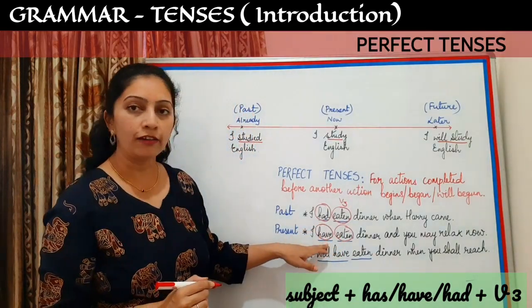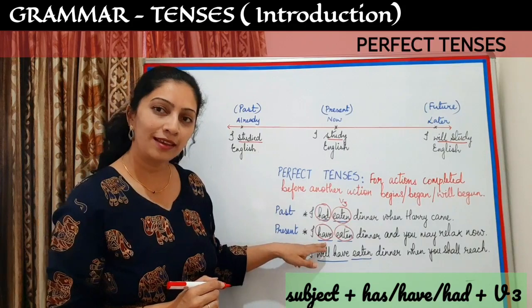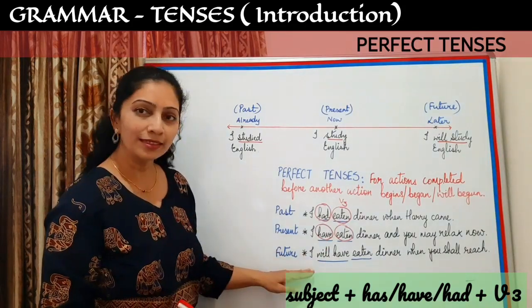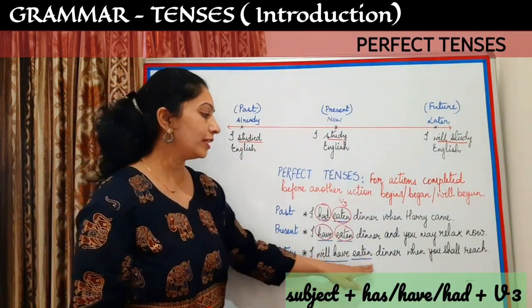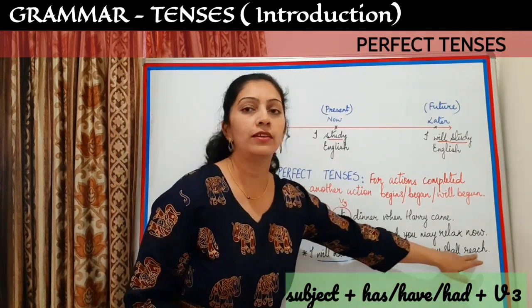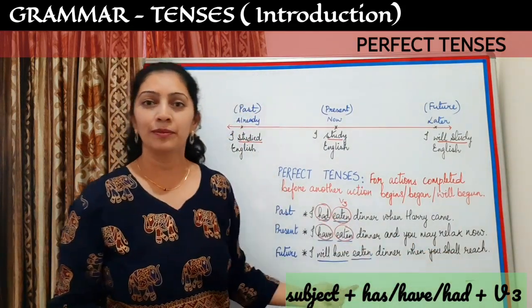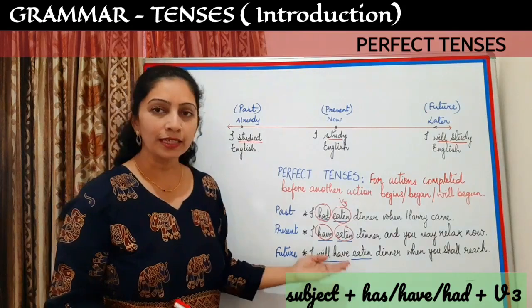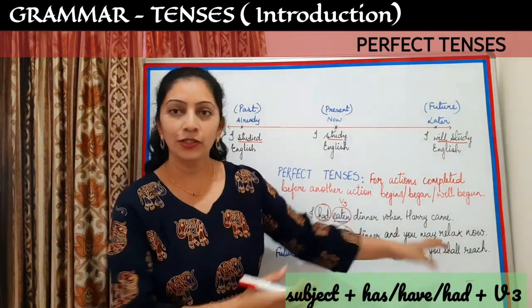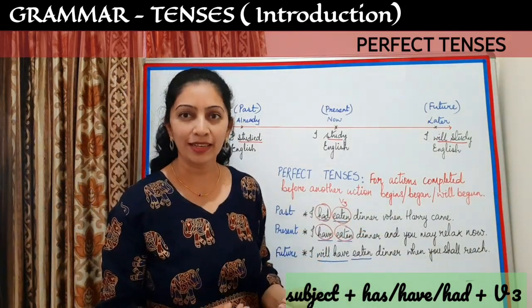I'm using here "have", because with "I" you use "have". Look at the third sentence. I will have eaten dinner when you shall reach. Again, two actions are being spoken of here. First is the eating of the dinner, and second is your reaching that place.